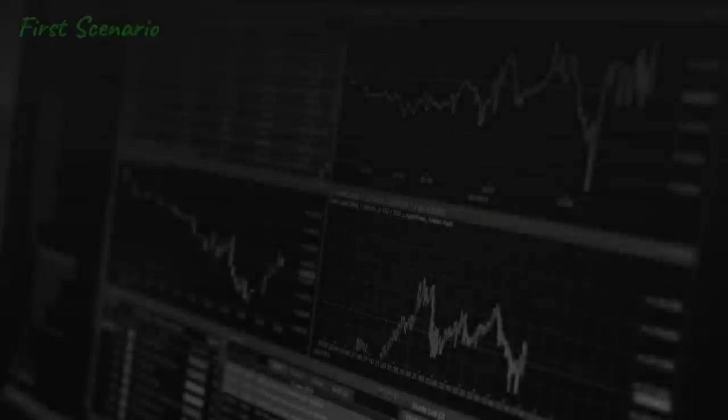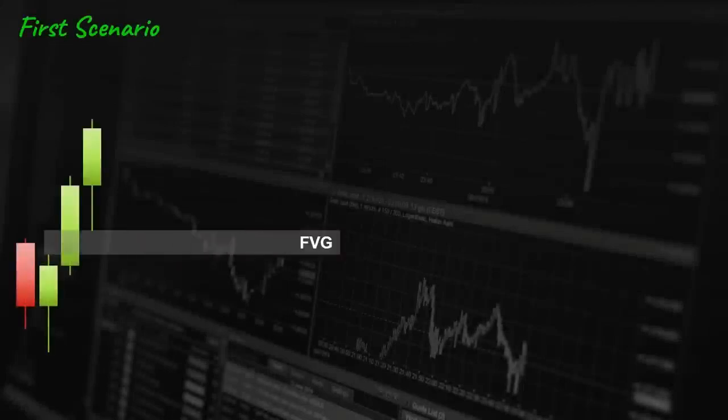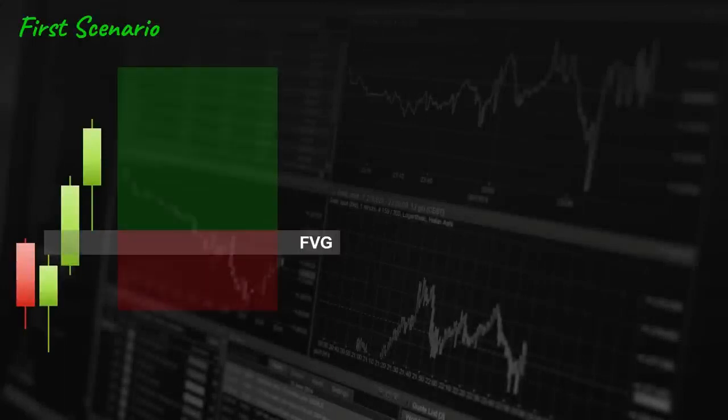In the first scenario, we have a very tiny area of fair value gap. When this scenario occurs, you need to consider a large zone as your stop loss, because we want our stop to be protected from the market fluctuations.